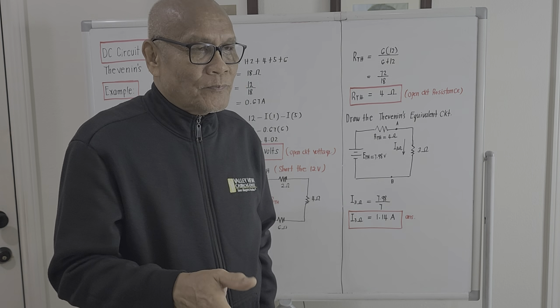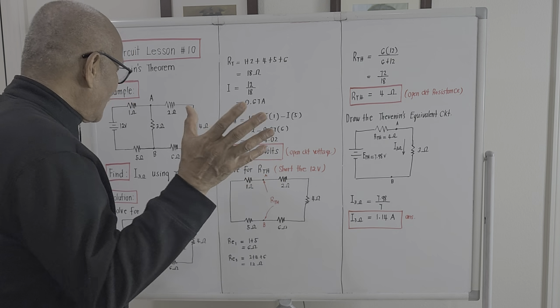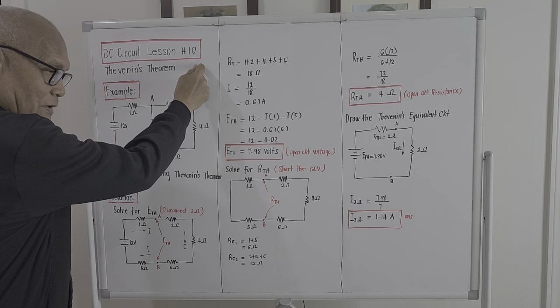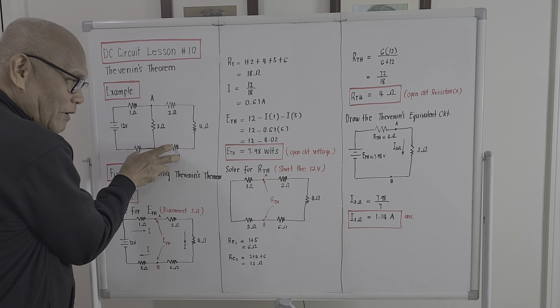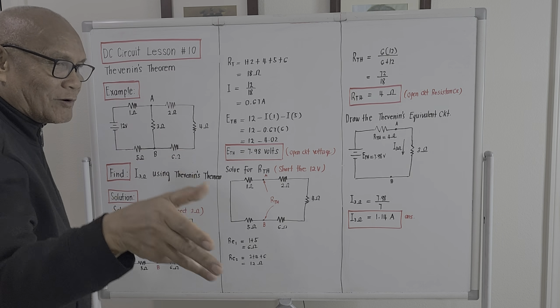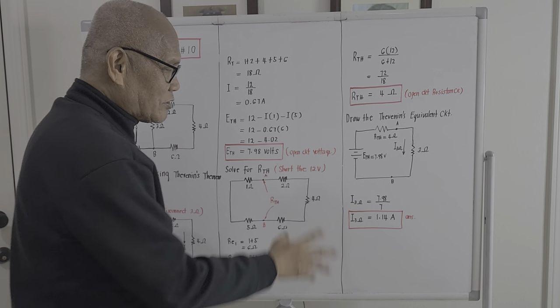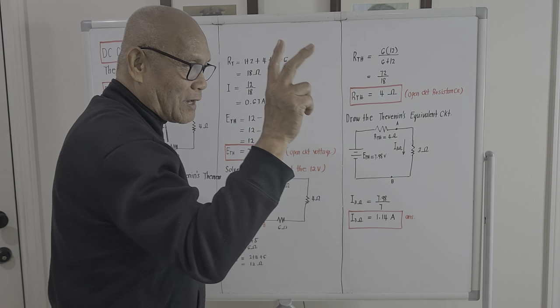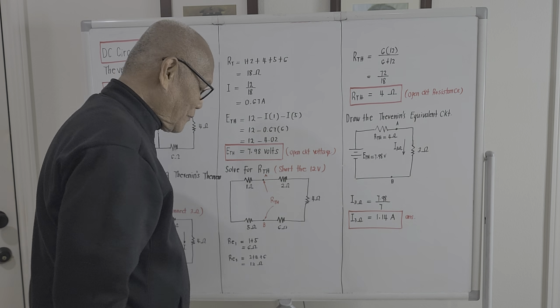So for this morning, I will be giving an example problem by using Thevenin's theorem, solving the same problem, and supposed to be what will come out for the final answer will be same as from the previous two solutions, 1.14 amperes. Okay, let's try to discuss Thevenin's theorem.